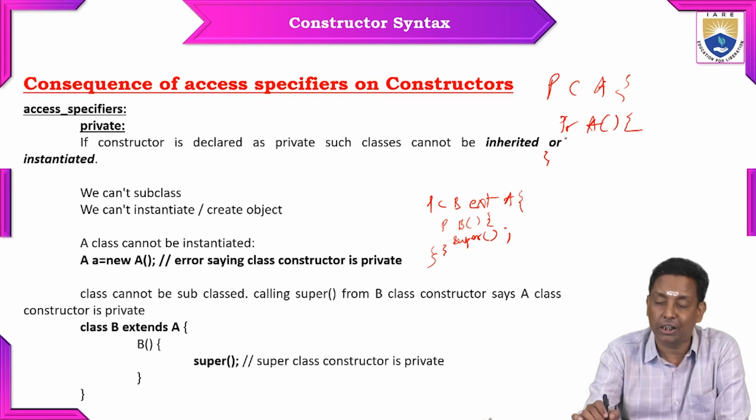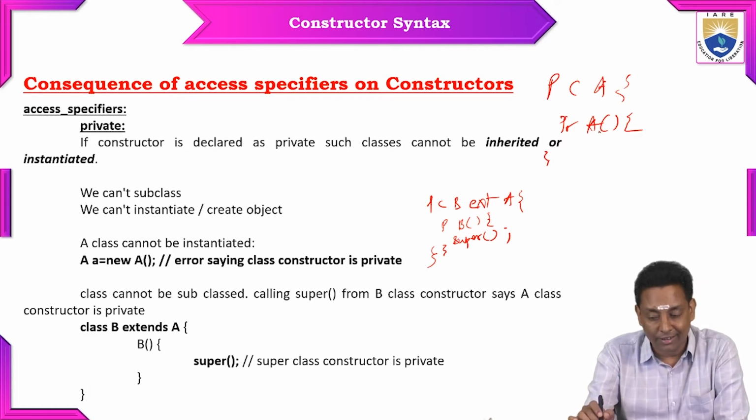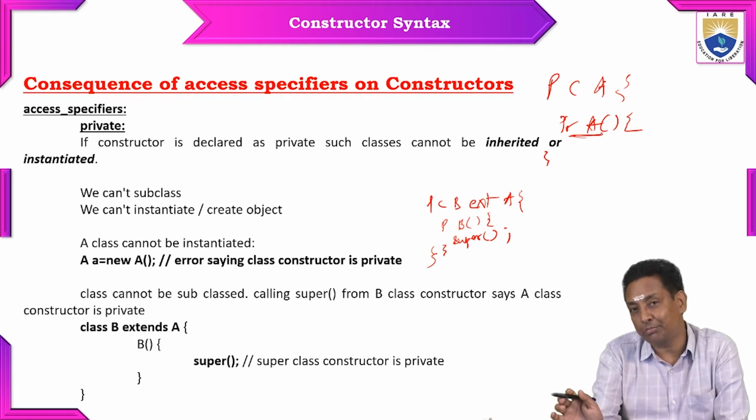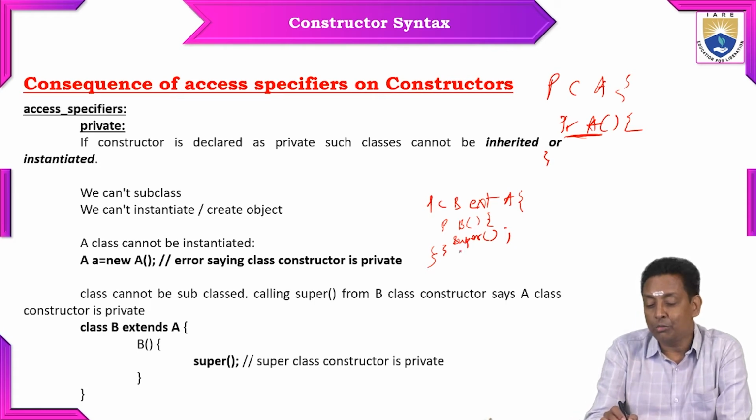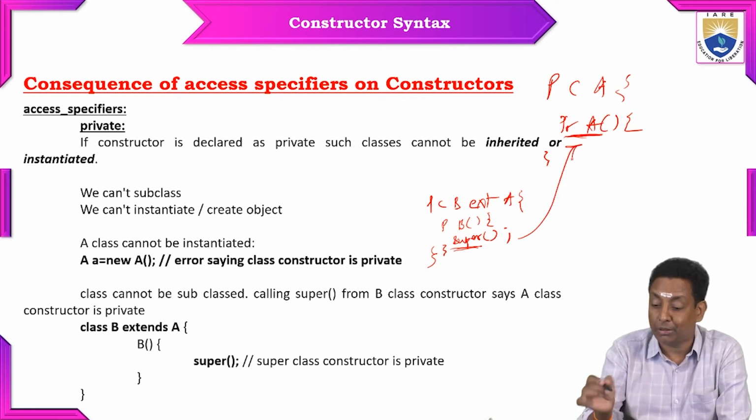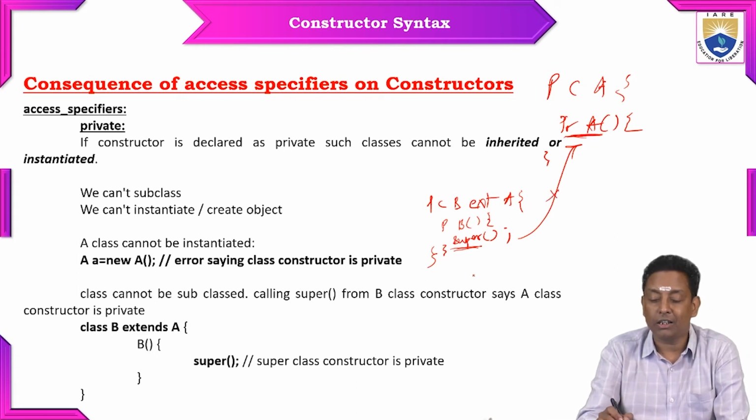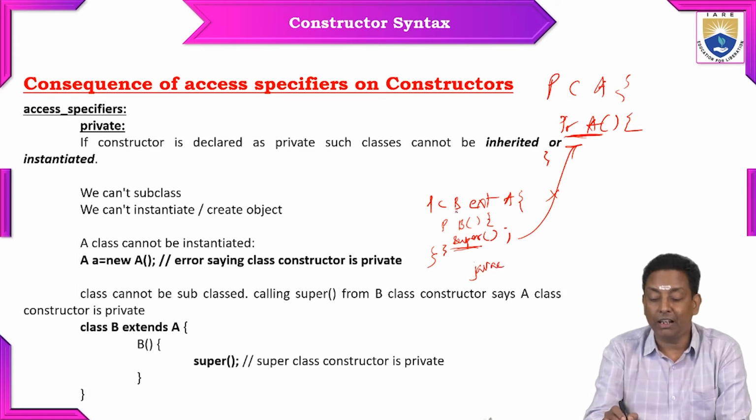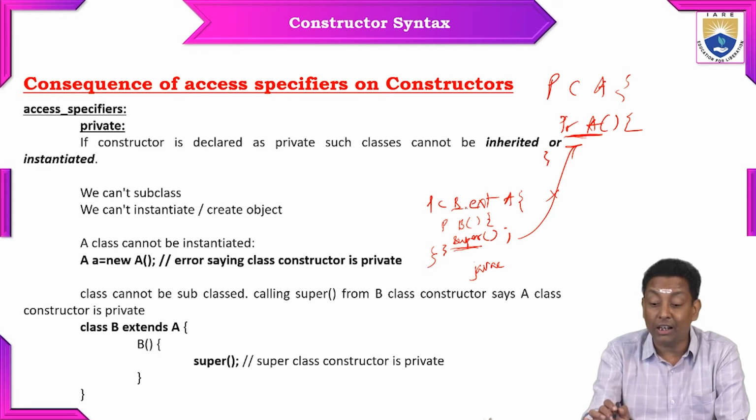But if the constructor is default or protected or public, then that constructor can be accessed from the child class. But because A class constructor is declared as private, the moment the child class constructor refers to the superclass constructor, it cannot be accessed, because private members of the class cannot be accessed. Immediately during compilation, you will get a compilation error saying that B class cannot be compiled.